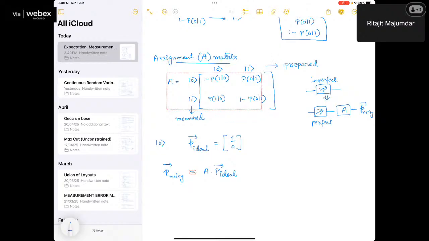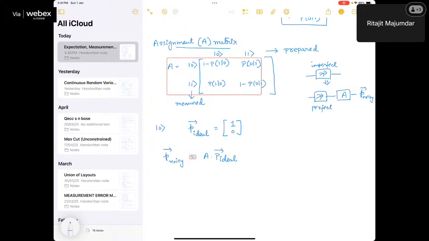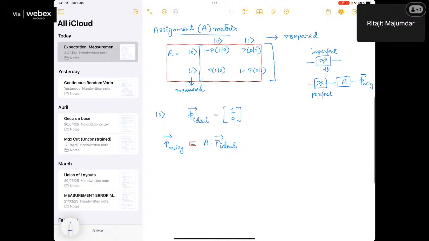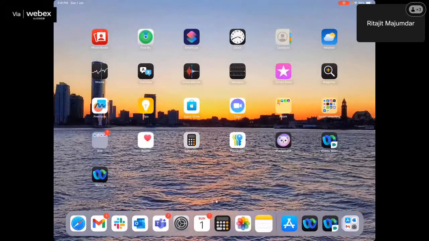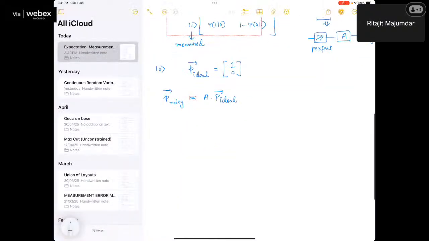Now, the point is that what we get is P noisy. We don't get P ideal, because if I get P ideal, I am done. So I need to find P ideal from P noisy. How to do that? Very, very simple. My P ideal is A inverse P noisy. That's all. That's all measurement error mitigation is about.